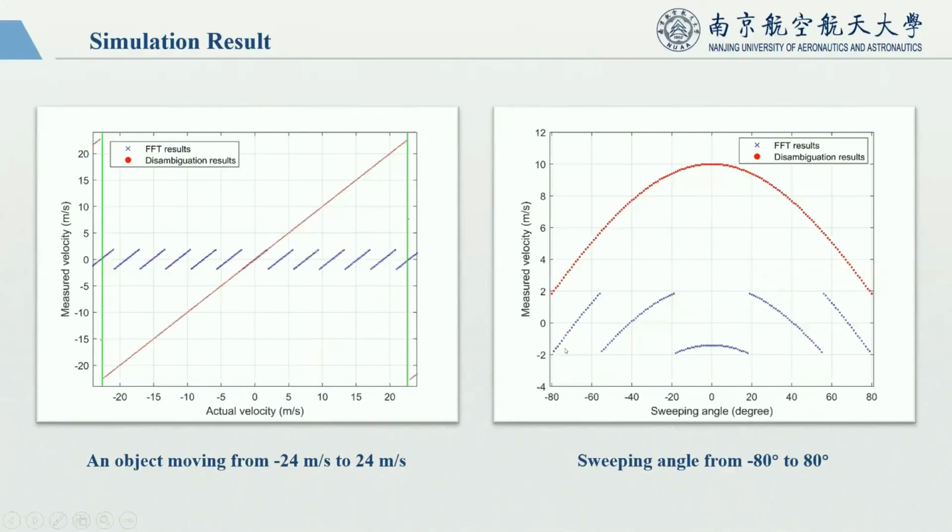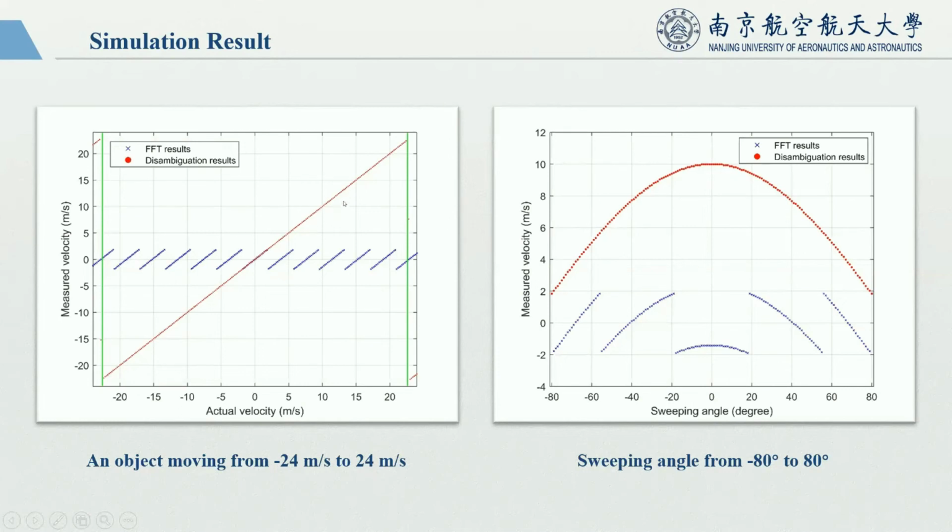And here is the first experiment. The object directly in front of the radar moves at a velocity varying from -24 to 24 meters per second. The horizontal axis indicates the actual velocity, and the vertical axis represents the measured velocity. Blue points are the FFT result, and red points are the disambiguation result. As can be seen from the picture, we can obtain the right velocity by using this method.